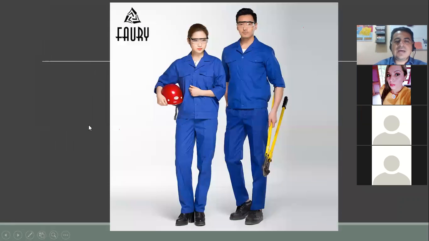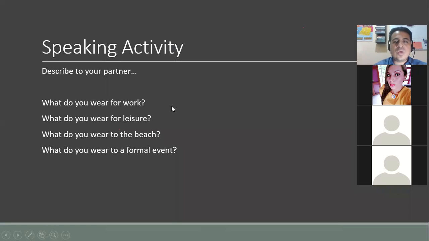Ustedes van a discutir. Ah, una más, una foto más. What are they wearing? Blue shirt, blue pants. Black shoes. All right, very good. So, quiero que puedan describir ropa, okay? That's what we're doing. Okay, these are the questions that we're going to do. Describe to your partner, okay? Una persona va a preguntar, la otra va a responder y después vamos a cambiar.